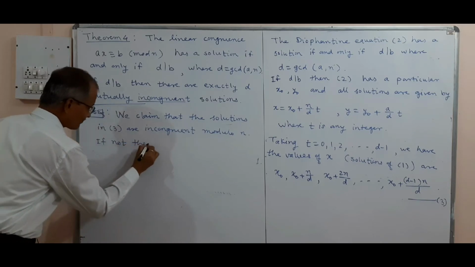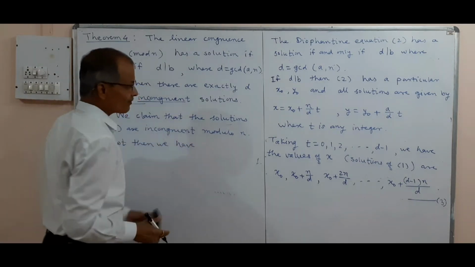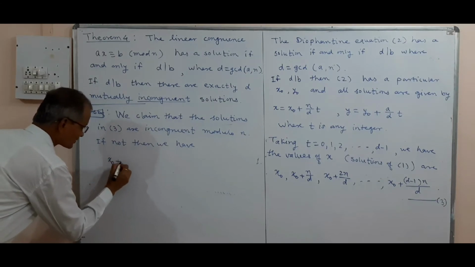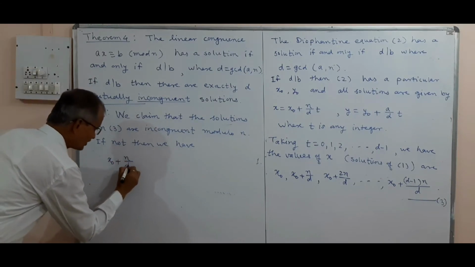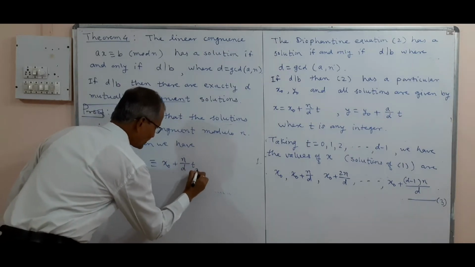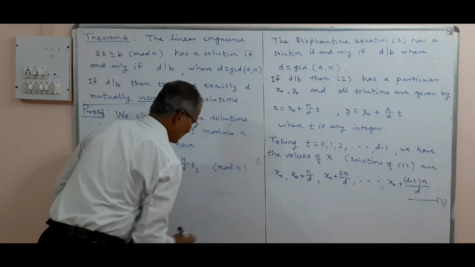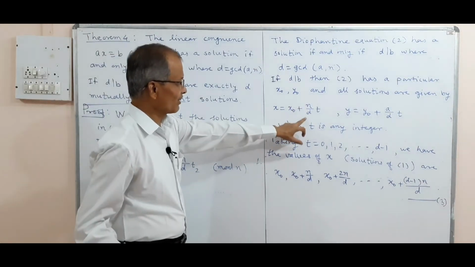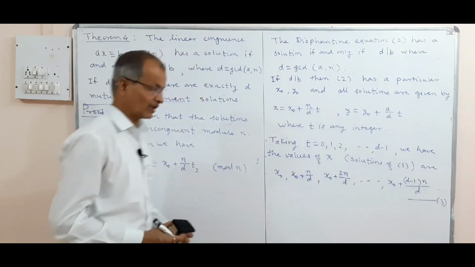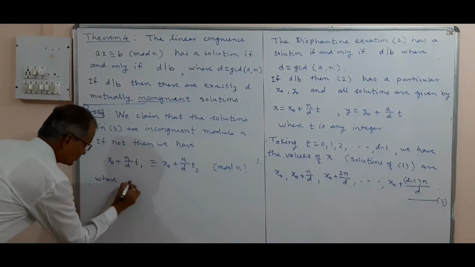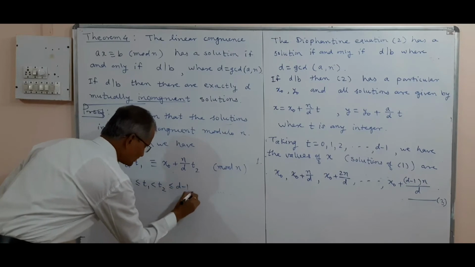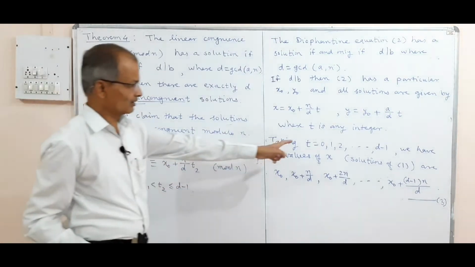If not, then some of the solutions will be congruent to each other, and we will write like this: X naught plus N by D into t1, one solution, is congruent to another, X naught plus N by D into t2, modulo n, where t1, t2 have values between 0 and D minus 1, where 0 is less than or equal to t1 is less than t2 is less than or equal to D minus 1. This is the condition.